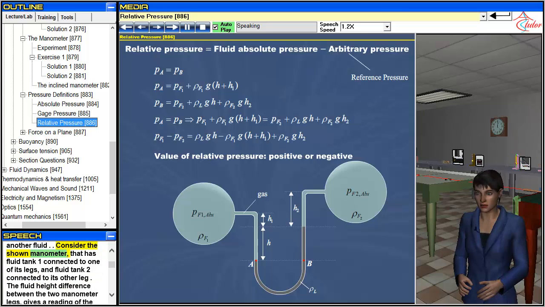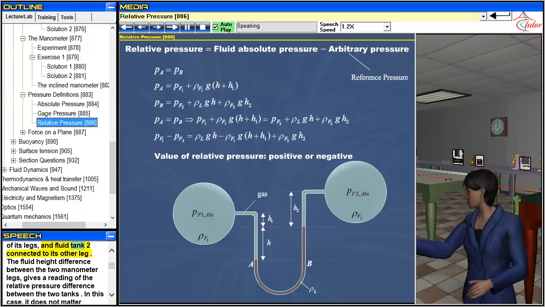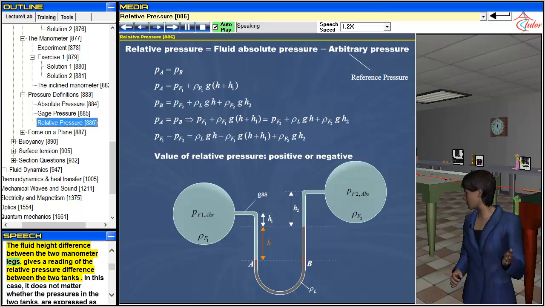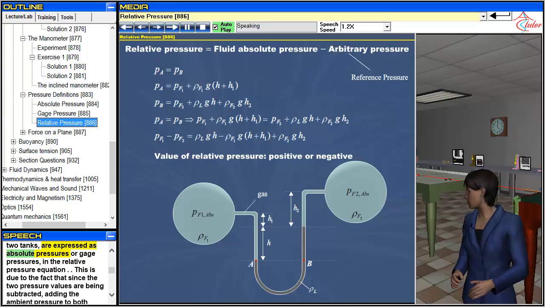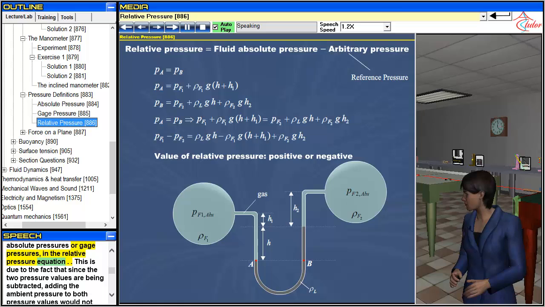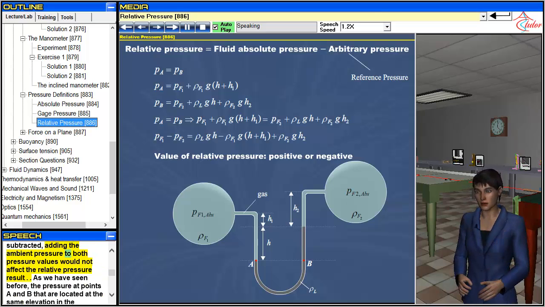Consider the shown manometer that has fluid tank 1 connected to one of its legs, and fluid tank 2 connected to its other leg. The fluid height difference between the two manometer legs gives a reading of the relative pressure difference between the two tanks. In this case, it does not matter whether the pressures in the two tanks are expressed as absolute pressures or gauge pressures in the relative pressure equation. This is due to the fact that since the two pressure values are being subtracted, adding the ambient pressure to both pressure values would not affect the relative pressure result.